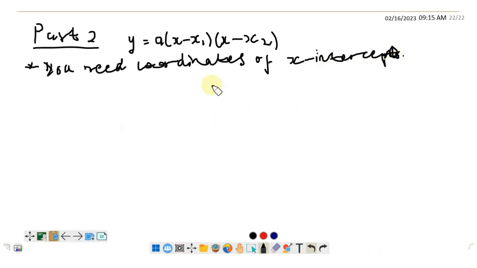You need the coordinates of the x-intercept, and you also need one known coordinate, one known point on the graph. So you need the coordinates of the x-intercept plus one extra coordinate, one known point on the graph. Right? Let us do an example of this one.